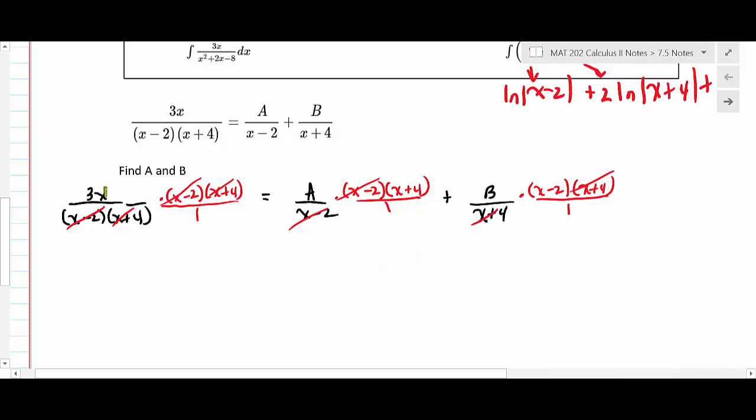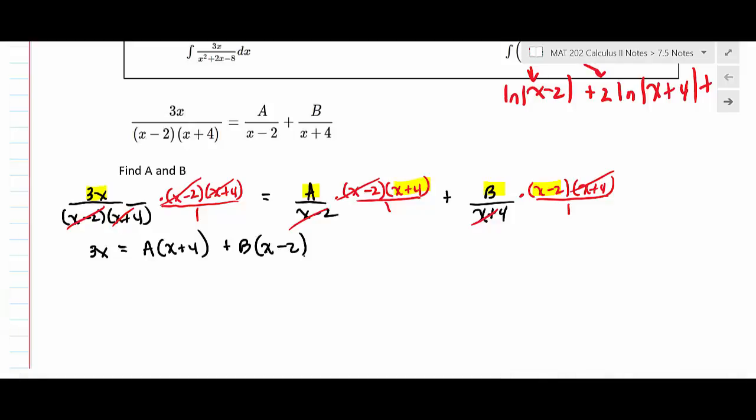So what you're left with is a 3x, and then an a and an x plus 4, and a b and an x minus 2 like that. And then we're going to write that down, and then we'll have enough information to figure out what a and b is. So after you do that, you're going to get 3x is equal to a times x plus 4 plus b times x minus 2, like that. And our job on this problem is to find a and b. Okay, you with me so far?